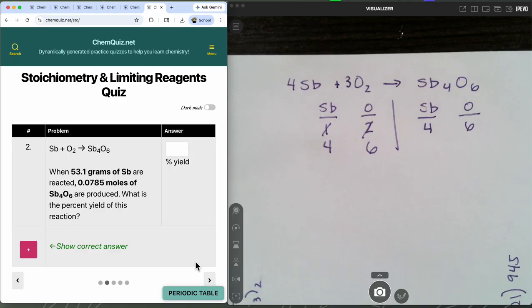Okay. So let's get rid of some information first. Let's get rid of everything after the 53.1 grams of SB are reacted. If I said 53.1 grams of SB are reacted, how many grams of this are made? Would you know how to do that? All right, talk me through it.